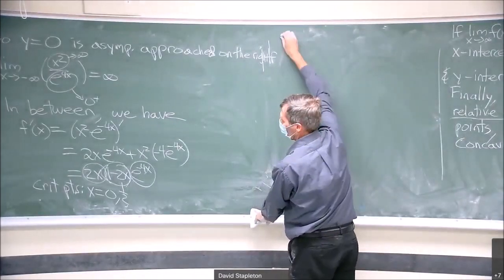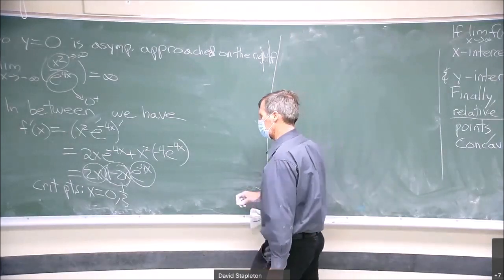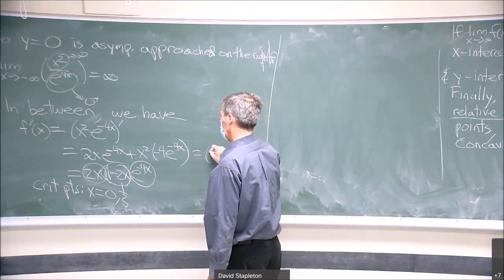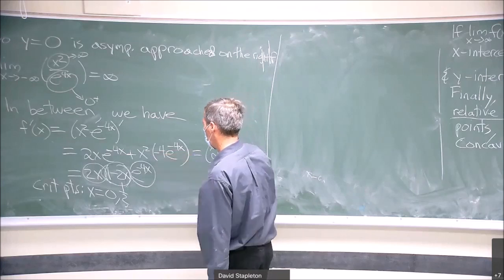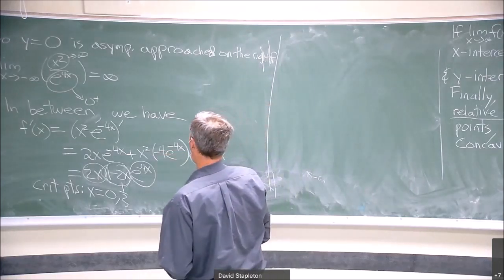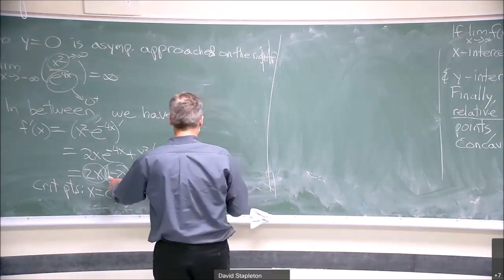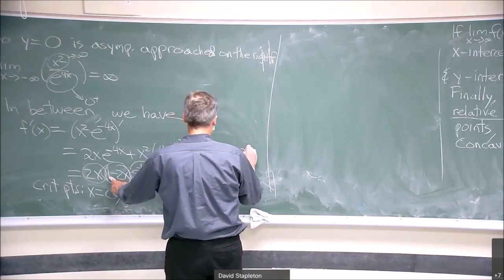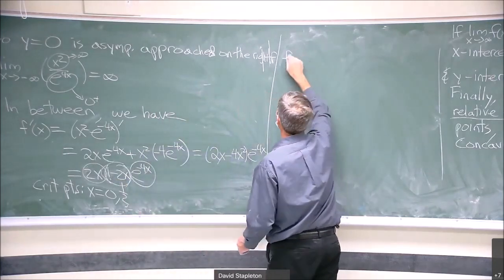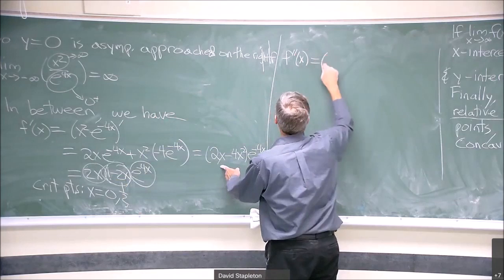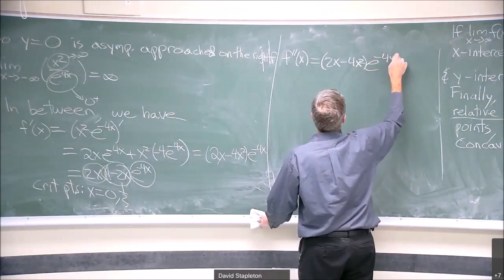So to check for relative extrema, now I'm going to use the other form of this, which was 2x minus 4x squared e to the minus 4x. We can use this to calculate f double prime, right? It's the derivative of 2x minus 4x squared e to the minus 4x.